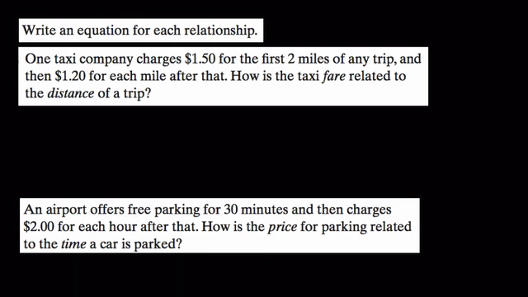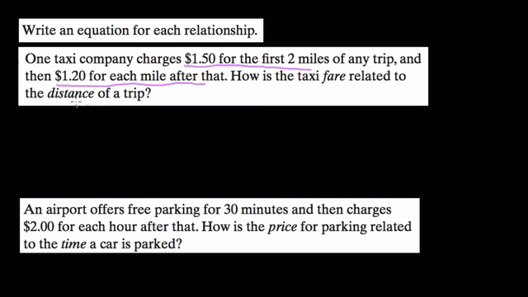Okay, so our goal here is to write equations for each of these relationships described in parts A and B. So let's look at part A. They tell us that a taxi company charges $1.50 for the first 2 miles of any trip, and after that, they charge $1.20 for each mile after the first 2 miles. How is taxi fare related to the distance of a trip?